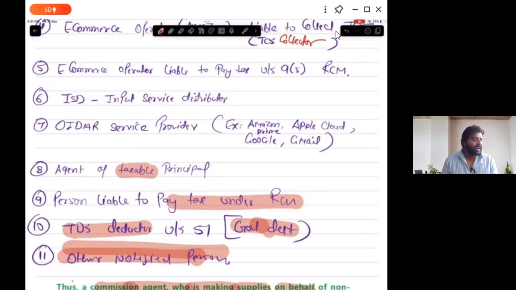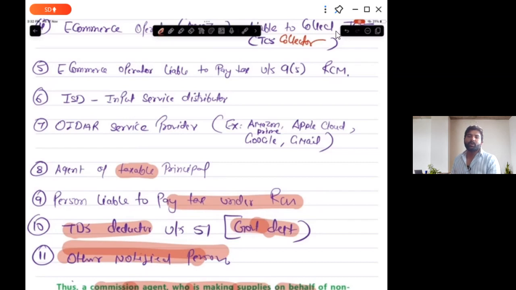I have already covered the person liable to pay tax under RCM. I've told you if there is any liability of RCM on any person, then that person needs GST. Otherwise, how will he pay the RCM tax? Definitely, he needs to get registered under GST. Next is TDS deductor. They are basically government departments. Government departments need to deduct TDS when they are paying contract payments. If you have to make payment for government contracts to government departments, they need to deduct TDS, and that's why they should be registered as TDS deductor.